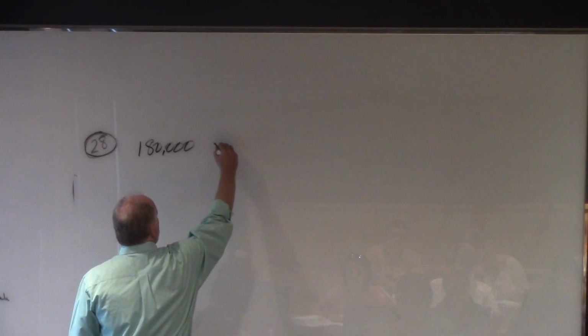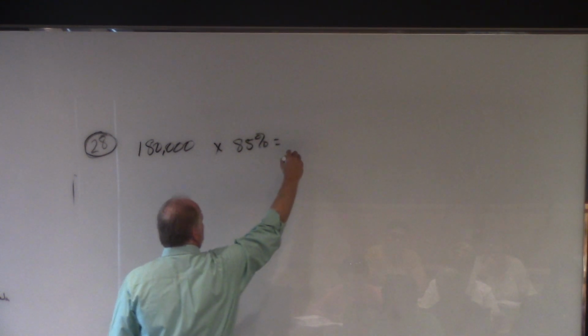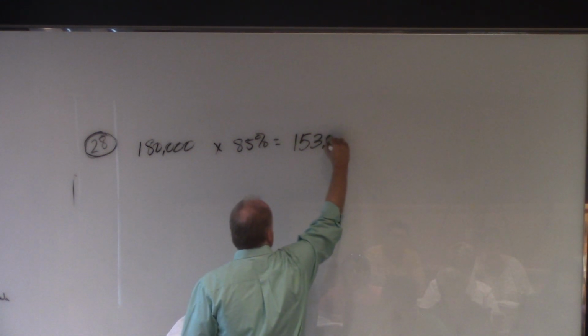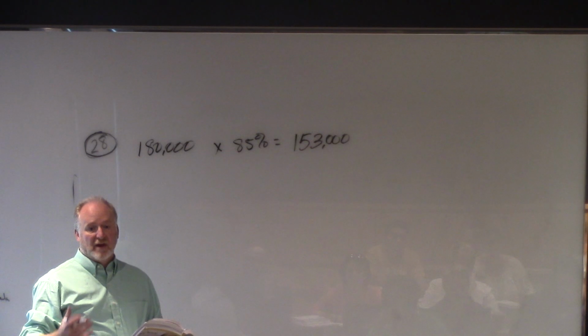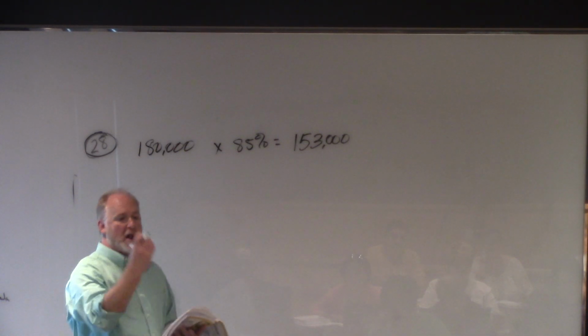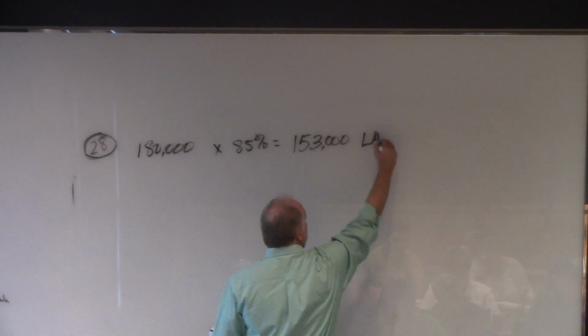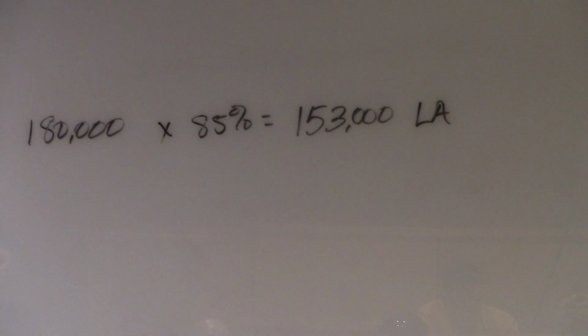180,000 times 85%. And what does that number come to? 153. And then label it if you need to. 153 is now your loan amount. Perfect. A lot of the stuff we do in chapter 13 and 14 is going to be based on your loan amount. Okay, that's helpful, but we still don't know what our principal and interest is.